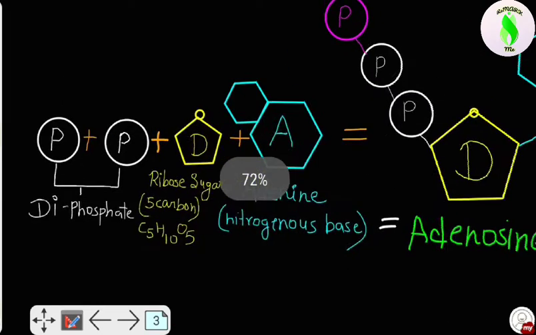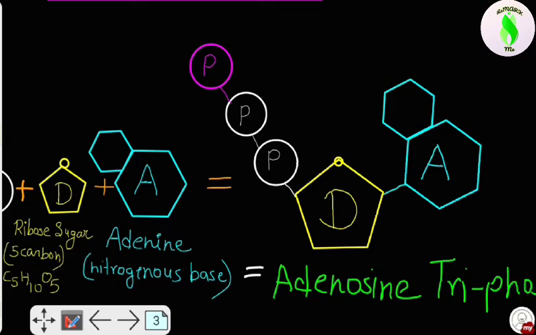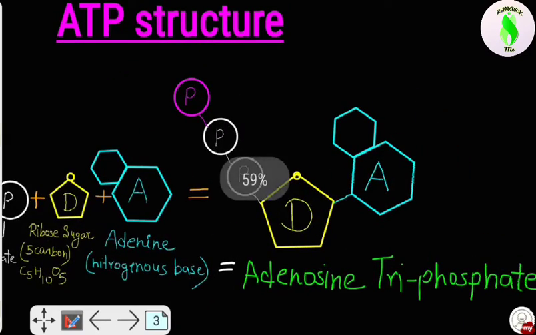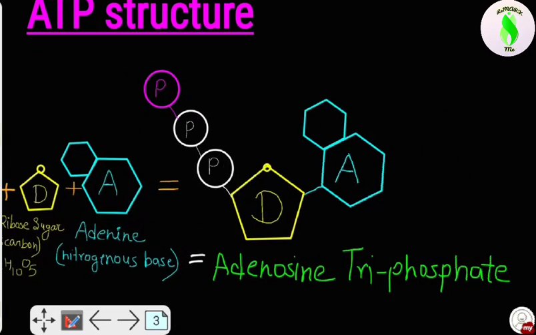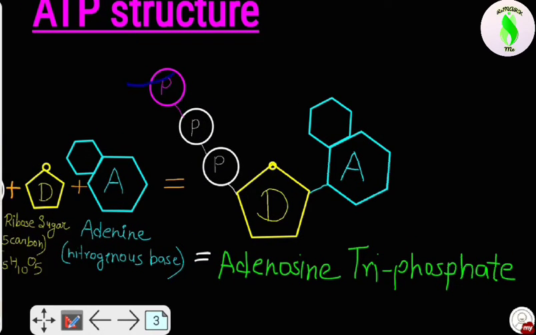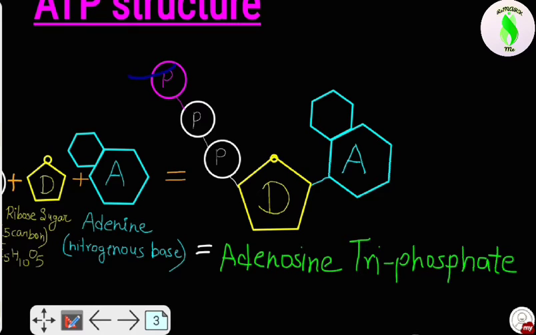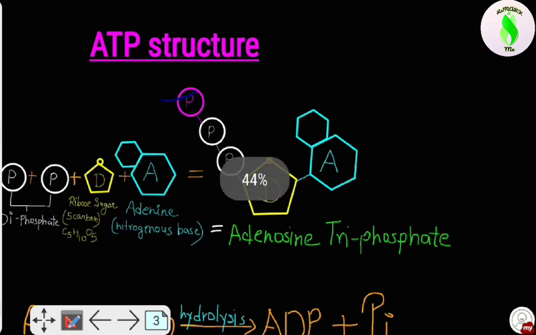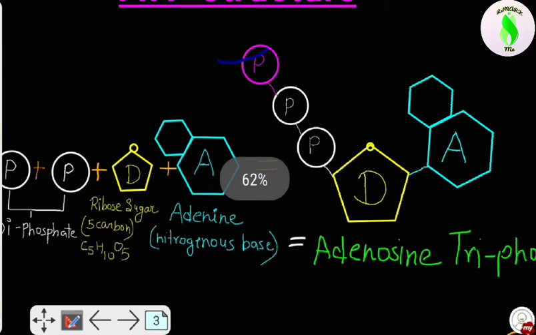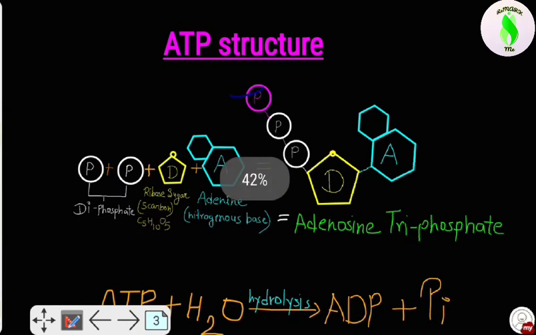And when 1 phosphate ion is added, as you can see in this diagram, there is A, D and 3 phosphate groups. There is A, D and a double phosphate, and there is the addition of 1 more phosphate, and this addition of 1 more phosphate gives rise to adenosine triphosphate. In ADP there are only 2 phosphates. When 1 inorganic phosphate ion is added to ADP, it gives rise to ATP. In ATP there are 3 inorganic phosphate ions.